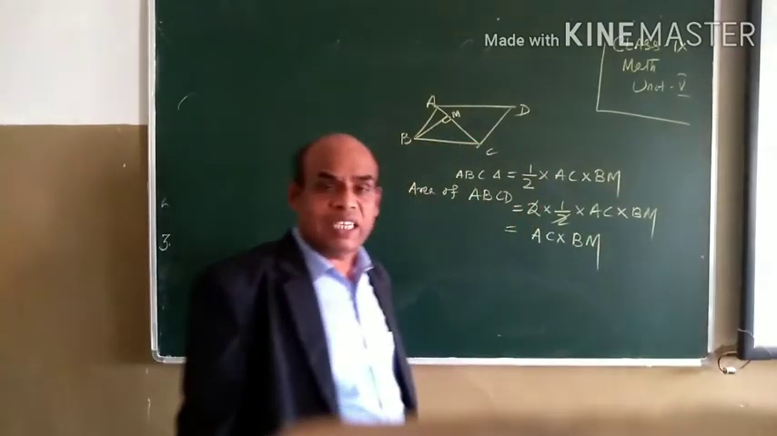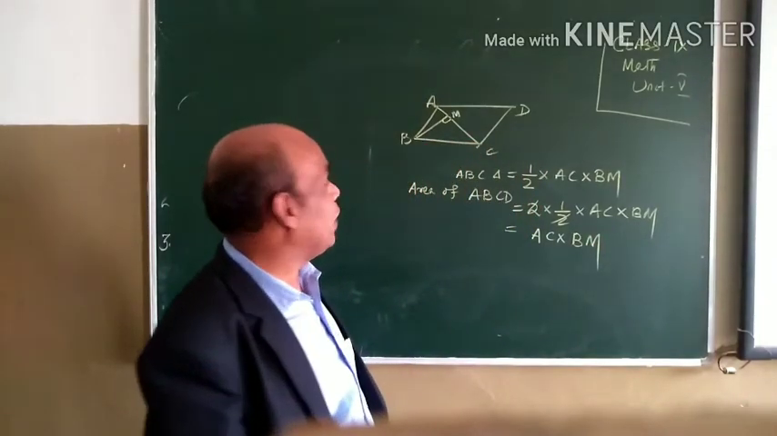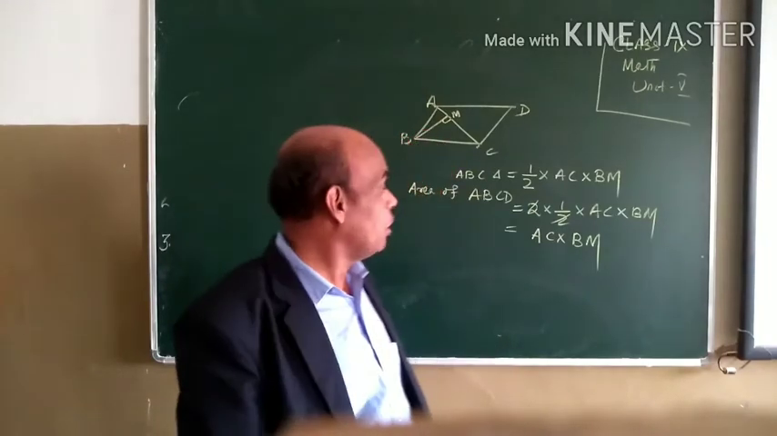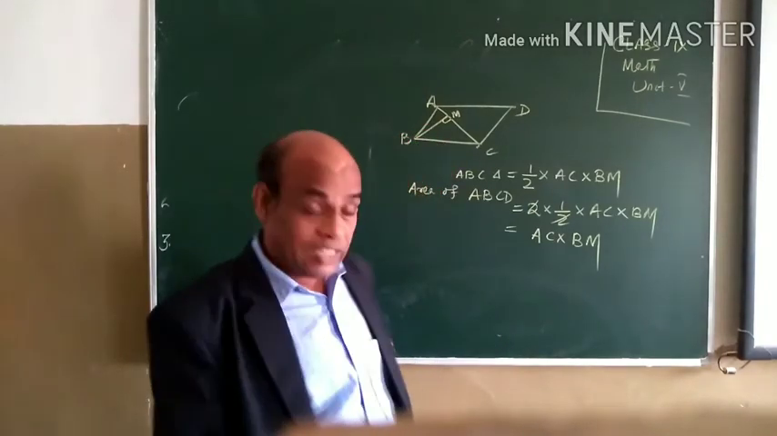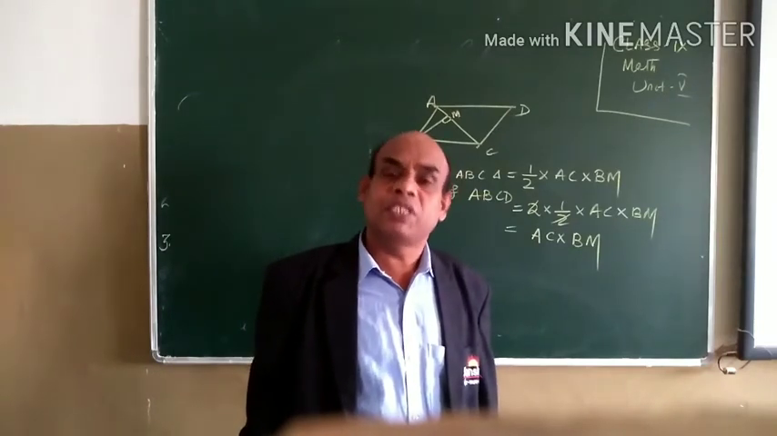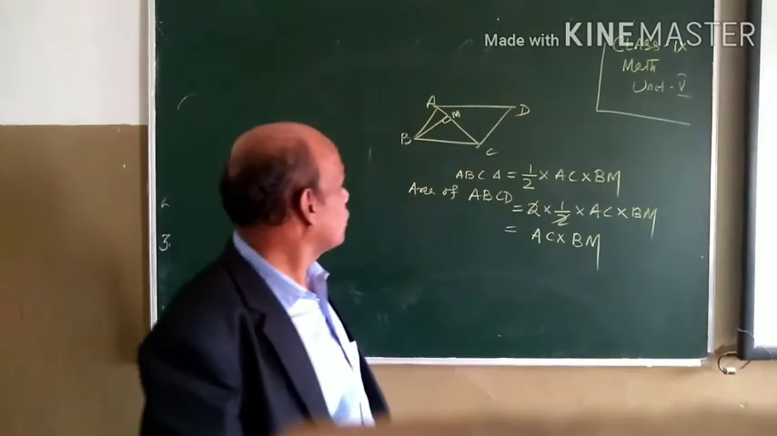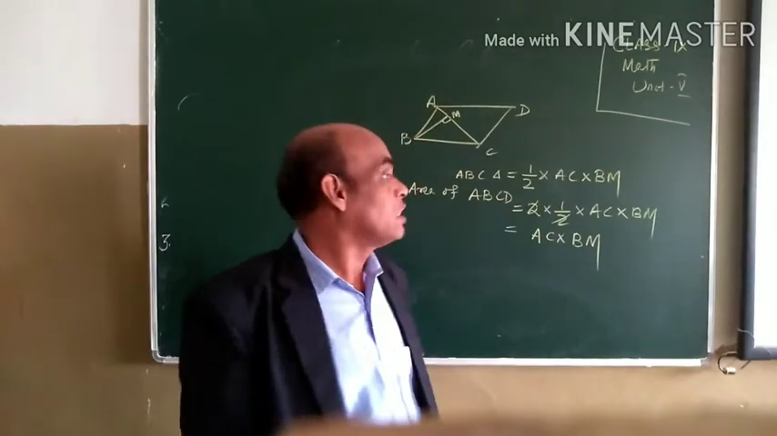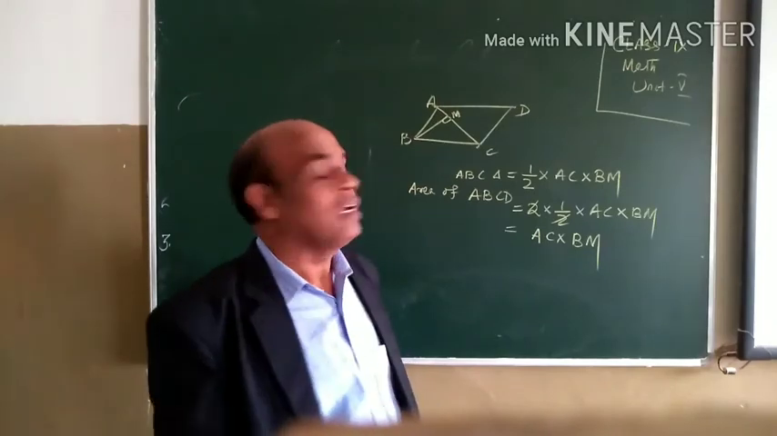So what is AC? You can say AC is the base of the triangle ABC. I have taken AC as the base. What is BM? BM is the height of the ABC triangle. So I got area of parallelogram ABCD is equal to simply base into height.